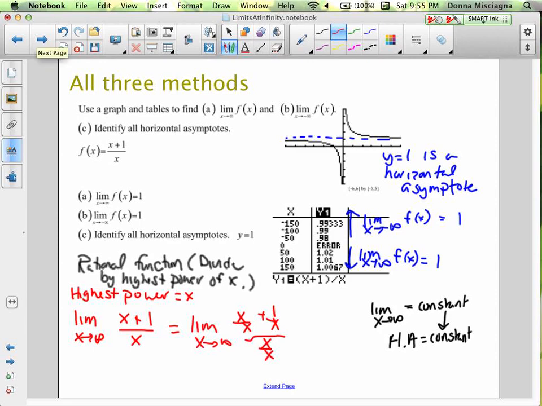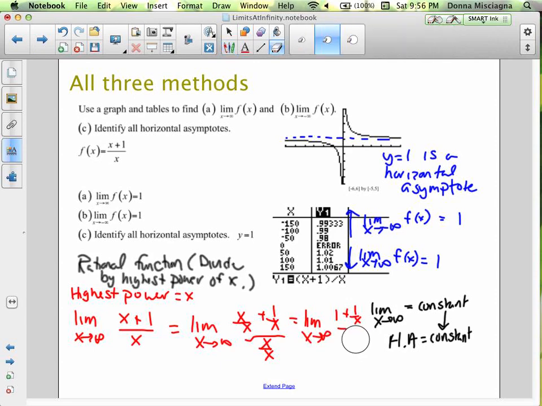Equals the limit as x approaches infinity. So x over x, that's 1. And then we have 1 over x. And then we have x over x, which is just 1. X divided by x. All right, so now let's calculate that out.